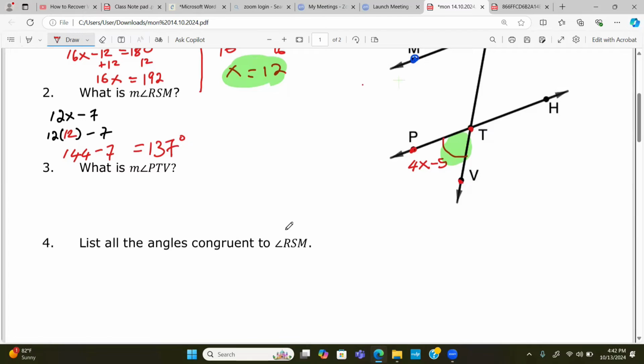The question went further and says, what is the value of PTV? PTV is this angle right here. PTV can be represented by 4x minus 5. But remember that x is equal to 12, so this is going to give us 48, and then we take 5 from that. So I'm looking at 43 degrees. This angle here is actually 43 degrees.